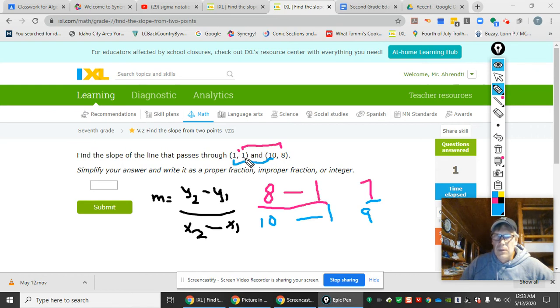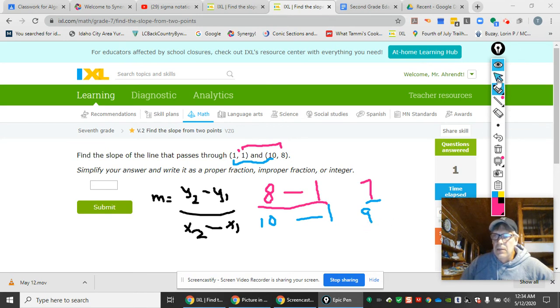Now there's a second way you can do this. You can say, what happens when I go from 1 and I rise up to 8? How much did I jump from 1 to 8? Well, that's a jump of 7. And for my x's now, I went from 1 and I ran. Remember, it's rise over run. I went from 1 and I ran over to 10. How much did that change? From 1 to 10 is a change of 9.